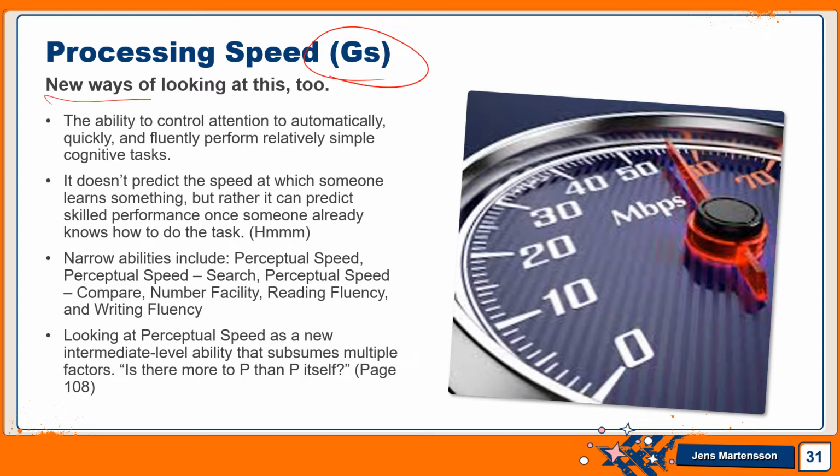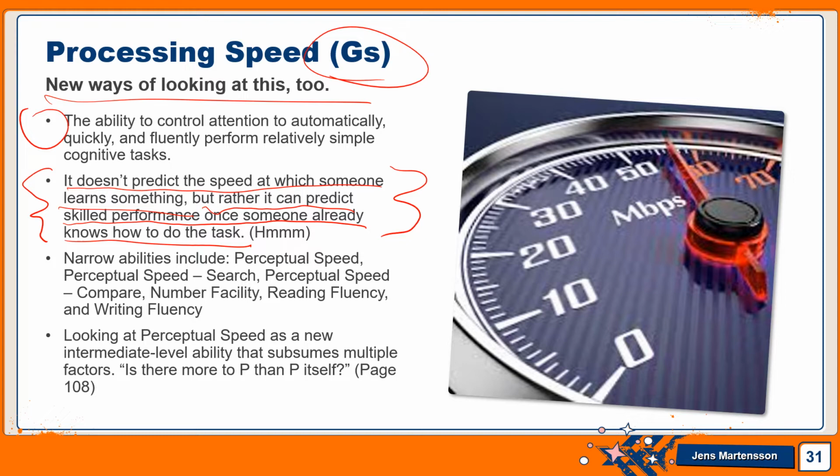Processing speed, so new ways to look at this. So this is the ability to control attention to automatically, quickly, and fluently perform relatively simple cognitive tasks. Okay. This was really interesting to me. When people always say, what is processing speed? I always told them, well, it's the speed at which you learn something. And that's not true. Okay, I was wrong. It does not predict the speed at which someone learns something. Rather, it can predict skilled performance once someone has already learned it. So once you've already learned the task, it can predict the speed at which you perform that task.